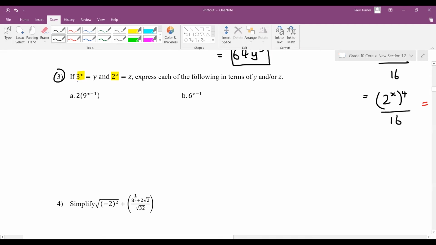You got 6, which is not here, but we know 6 is 2 times 3, to the x minus 1. And we could write that as 2^(x minus 1) times 3^(x minus 1). I'll leave it there and you can do some more. And 9 here will be 3 squared.